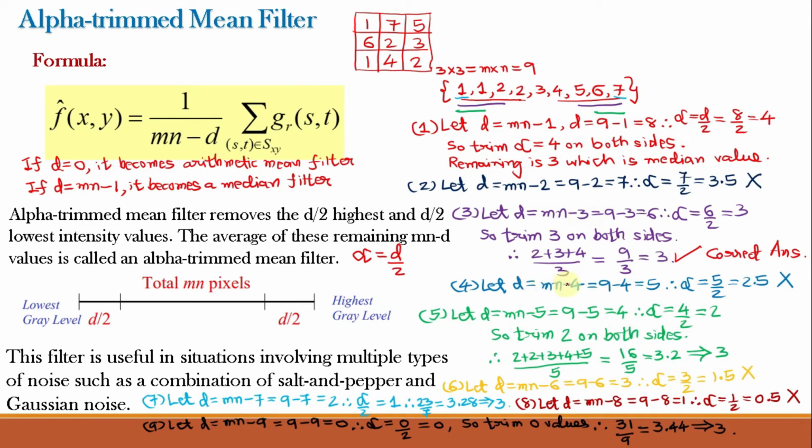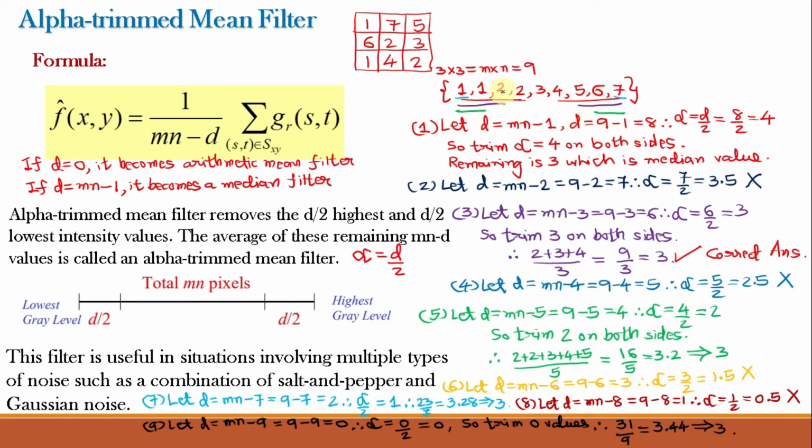If you take d is equal to mn minus 4, you will find 9 minus 4 which is equal to 5, and alpha will be equal to 5 by 2 which is equal to 2.5. Again, it is not an integer value, so it is not a valid option. Let us choose d is equal to mn minus 5. It will become 9 minus 5 which is equal to 4. Therefore, alpha will be equal to 4 by 2 which is equal to 2. So you have to trim 2 values. So see this green color, we are trimming these 2 values and the last 2 values.